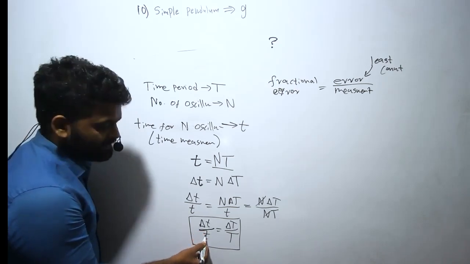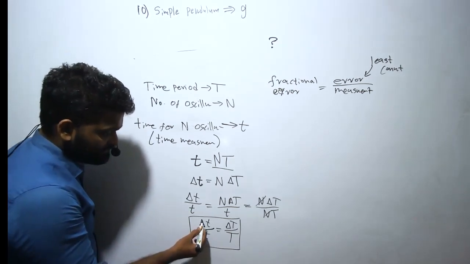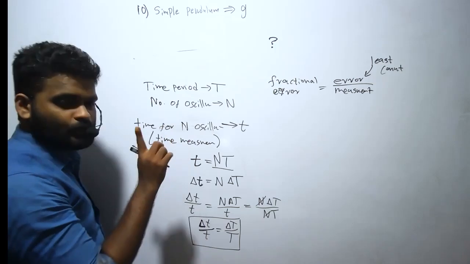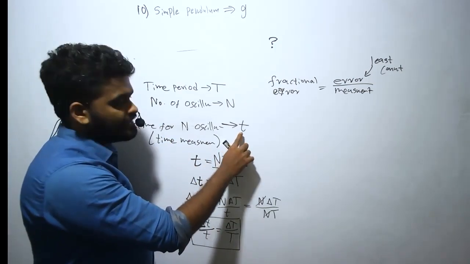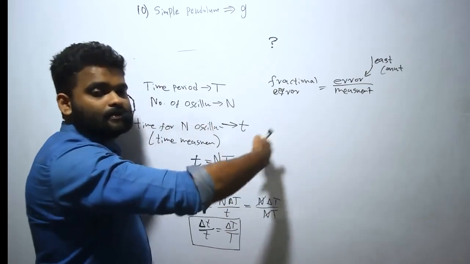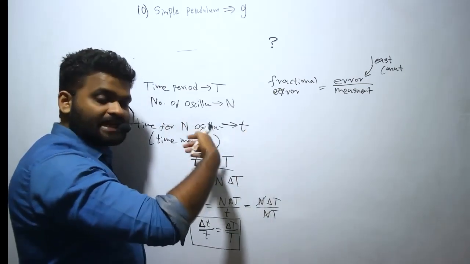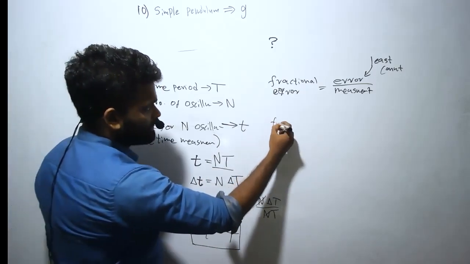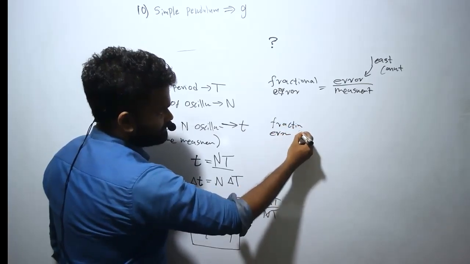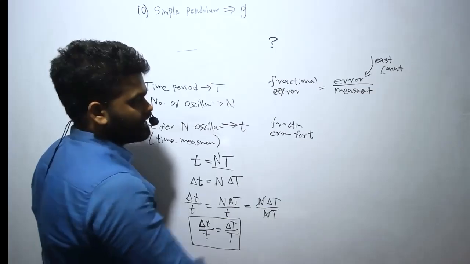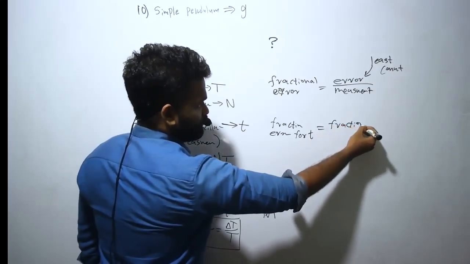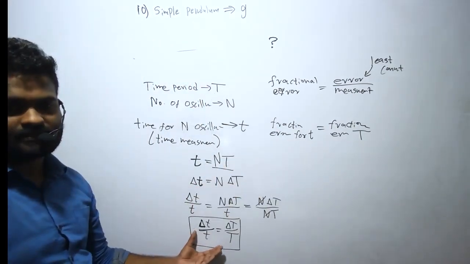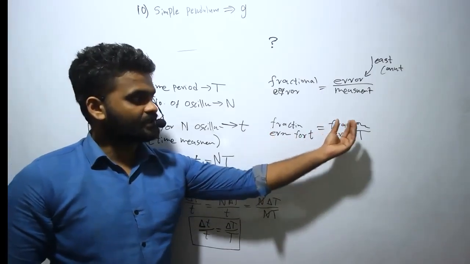Usually this fractional error has to be less than 1%. So what is delta t divided by t? Delta t over t means the fractional error of the simple t measurement. You have to understand these are two different things. Simple t means the time for 25 oscillations, so that is a different measurement. The fractional error for simple t equals the fractional error for the time period.